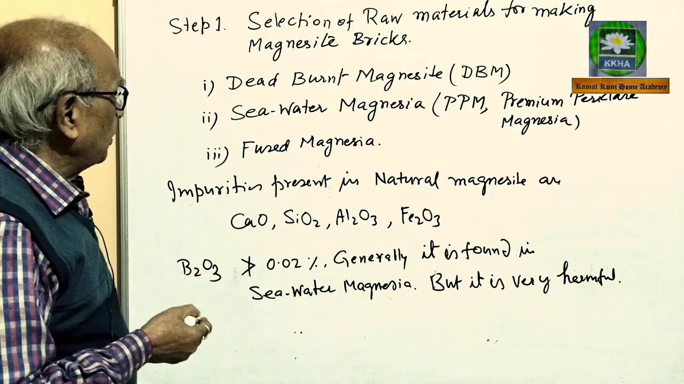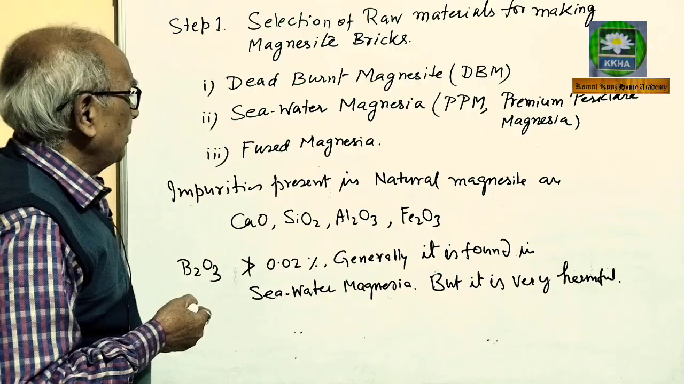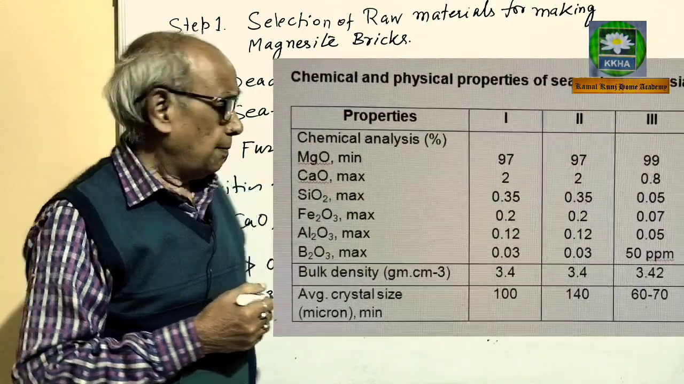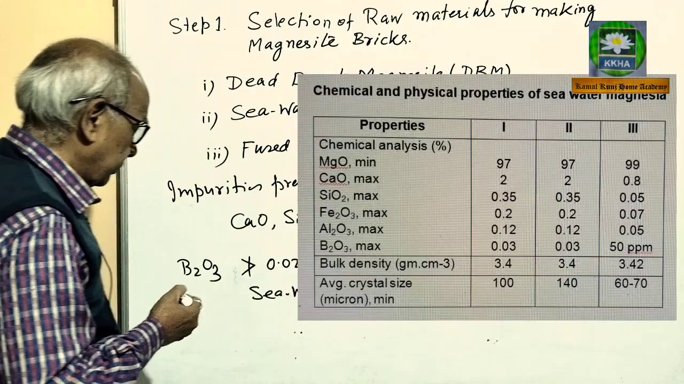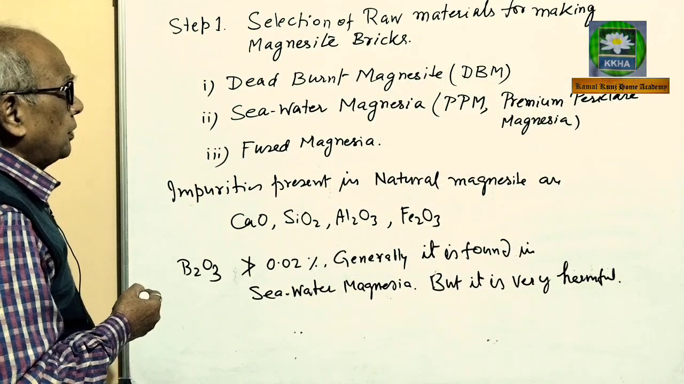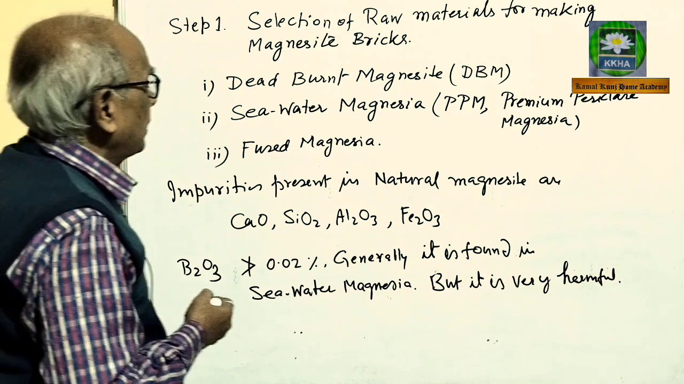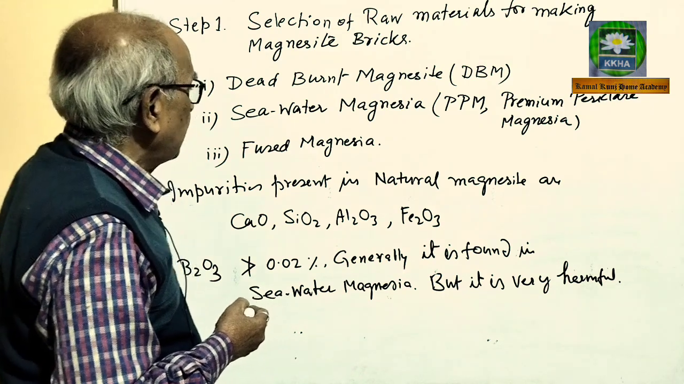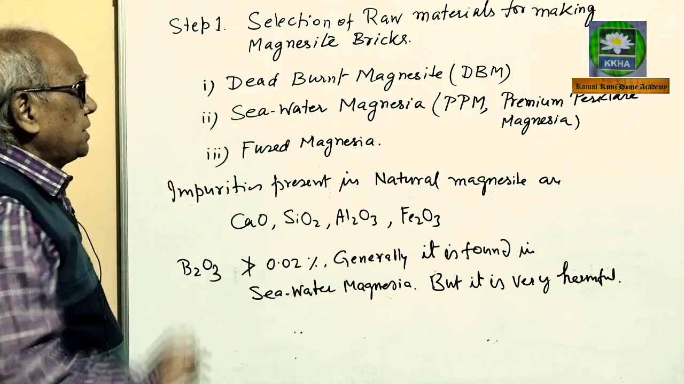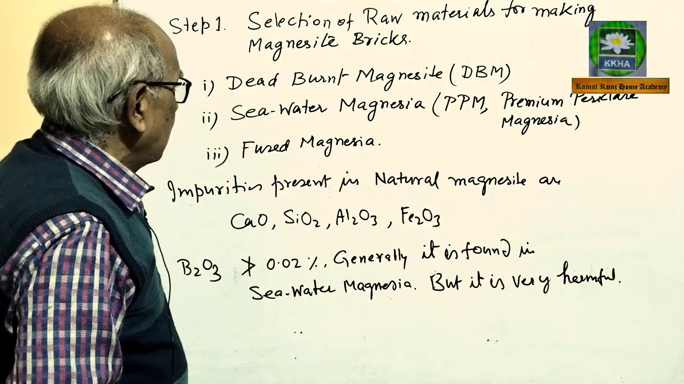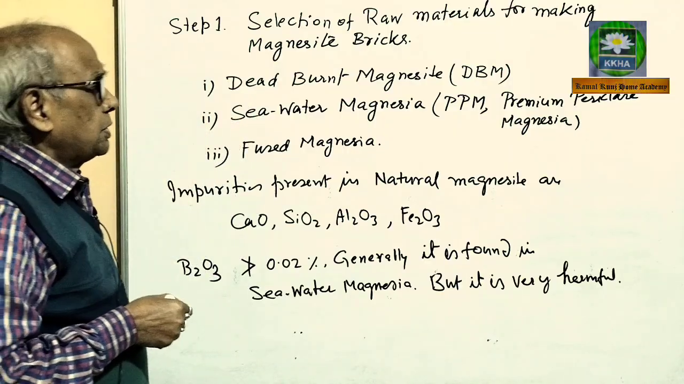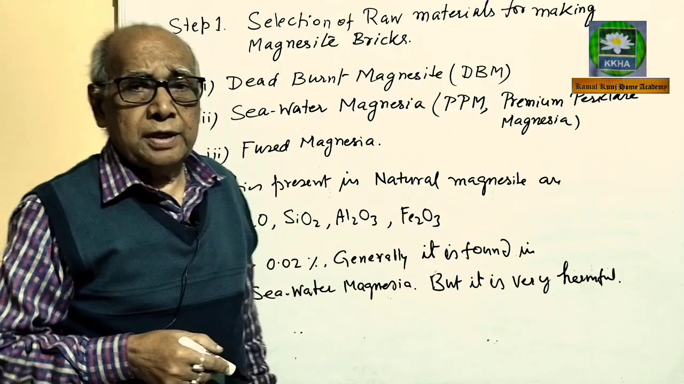The chemical composition of seawater magnesia and fused magnesia are shown here in the table. For the production of burnt or unburnt magnesite bricks, generally dead burnt magnesia is used, or a combination of these raw materials can also be used depending on the requirement.